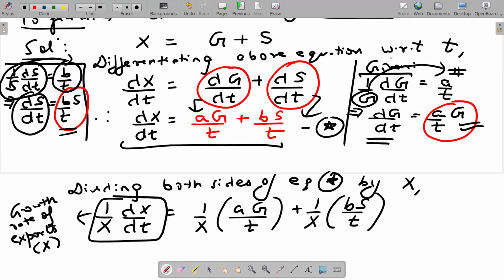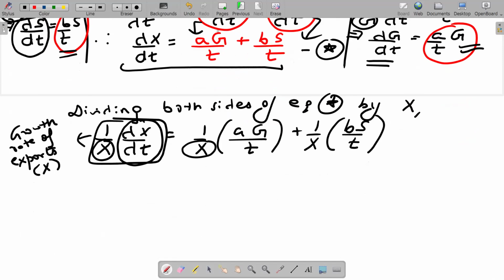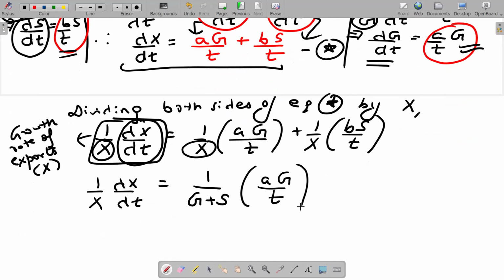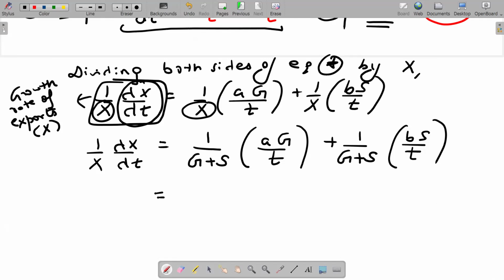How do I find the growth rate of exports? dx by dt divided by x, right? This gives me the growth rate of exports. Now let's sub in the value of x. What is x? g plus s, right? So I can write 1 over x times dx by dt is equal to, I can just sub in the value of x. x is nothing but g plus s, so 1 over g plus s times ag by t plus 1 over g plus s times bs by t. Now I can take g plus s common.